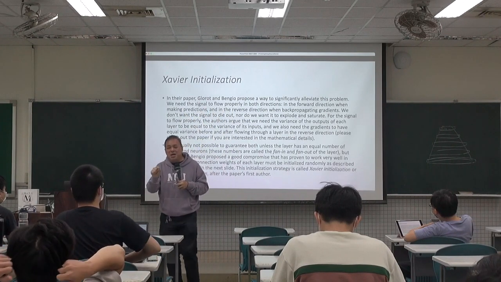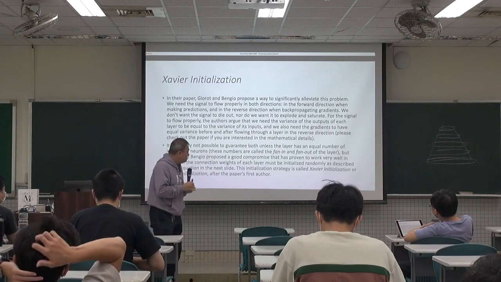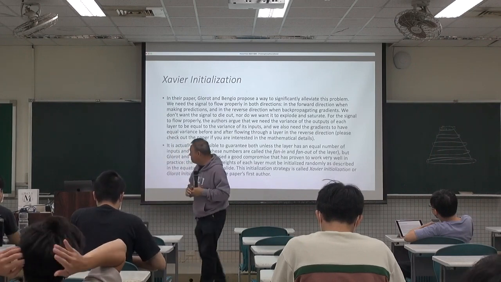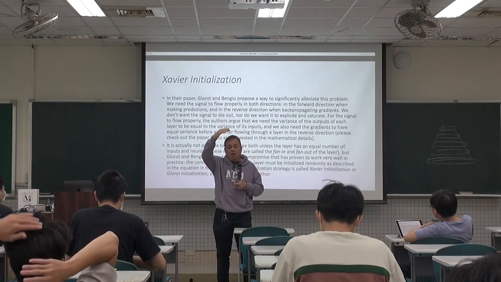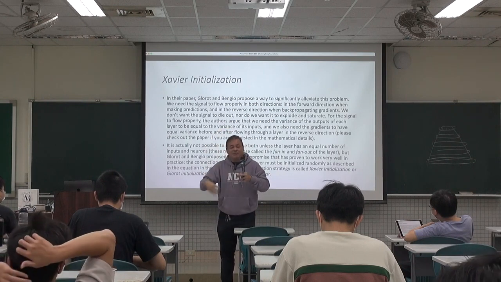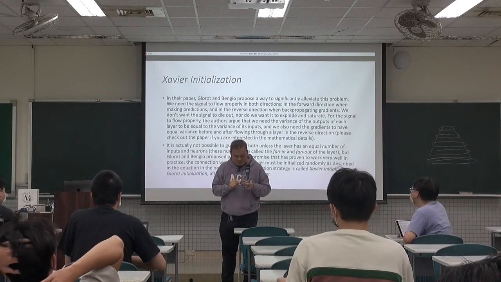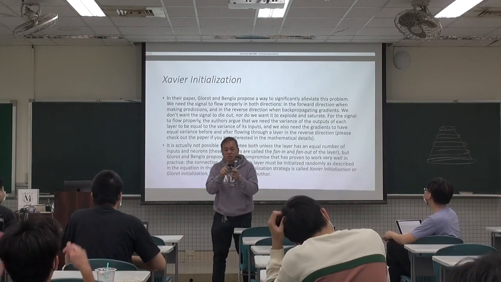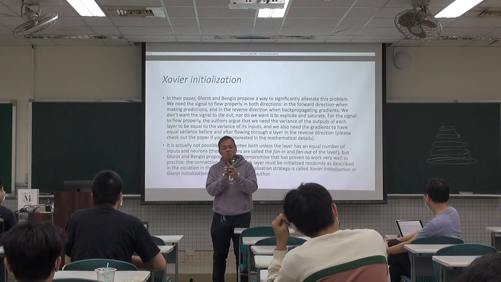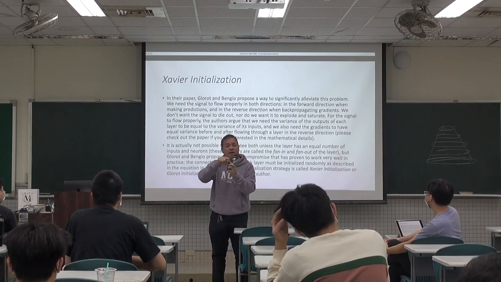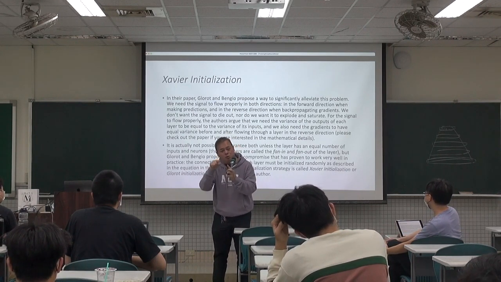So what they found is like this. In the backpropagation, back in the old days, people used a Gaussian distribution with average zero and standard deviation one.